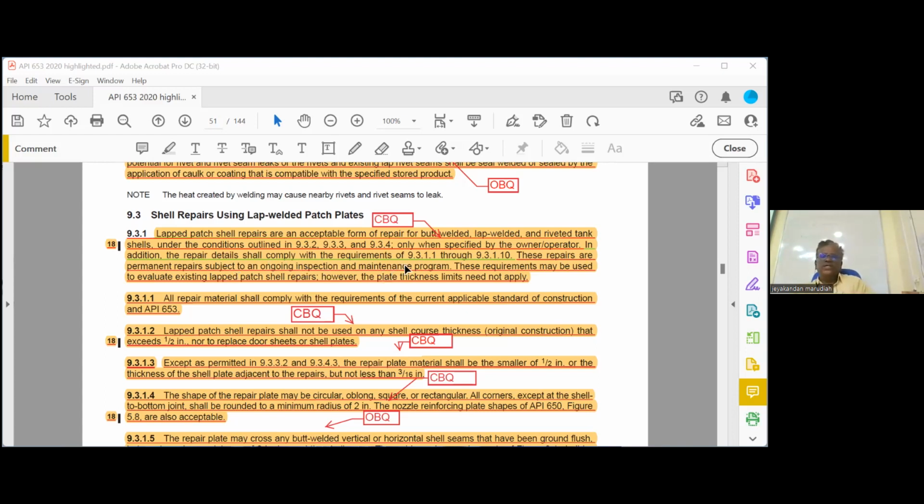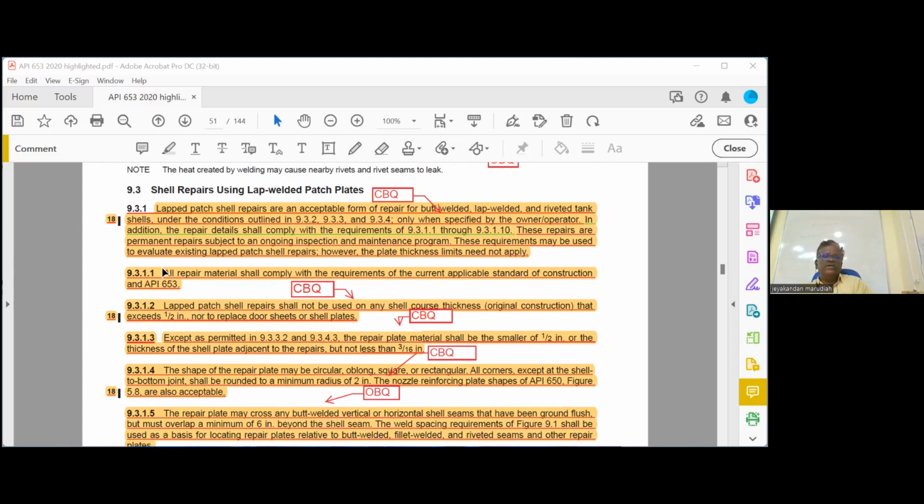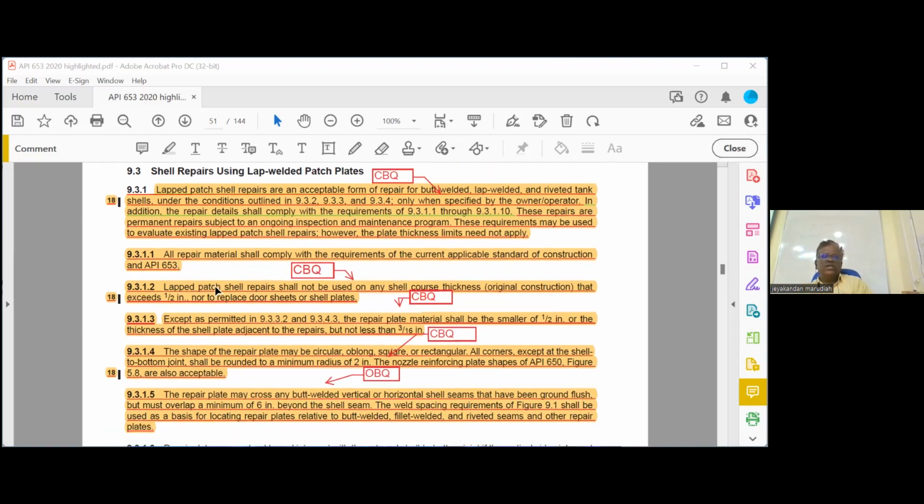Subject to the ongoing inspection and maintenance program, these requirements may be used to evaluate the existing lap. However, the plate thickness limit need not apply. So first one point. All repair materials shall comply with the requirements of the current applicable standard. Highlight this one. Second one is the closed book question. Lapped patch repair shall not be used on any shell course thickness, original construction, that exceeds half an inch, not to replace shell sheets, door sheets or so on. If the original thickness is more than half an inch, patch plates are not allowed. Condition number, important, closed book.